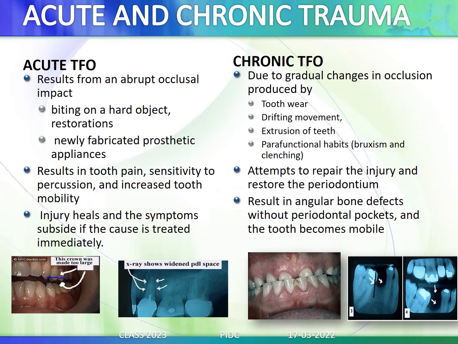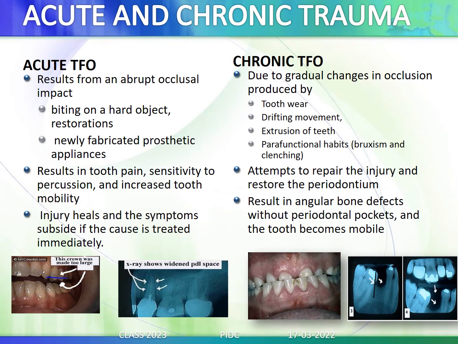So as such, you can see that acute trauma from occlusion results because of an abrupt occlusal impact, like for example immediately biting on a hard object or having new restorations, newly fabricated prosthetic appliances. So this might result in tooth pain, sensitivity to percussion and increased tooth mobility. Sometimes when a patient is given a crown, he would come the very second day telling that he has pain in the adjacent teeth or in the same tooth.